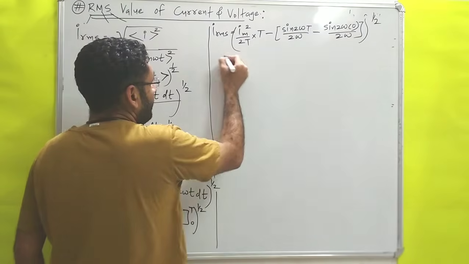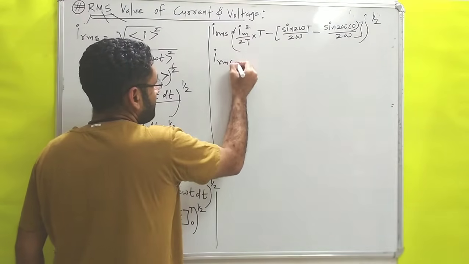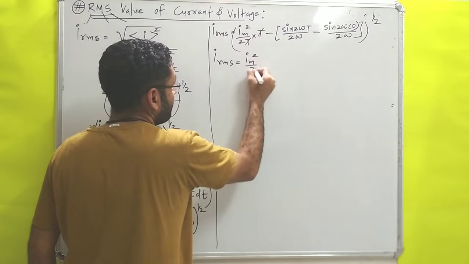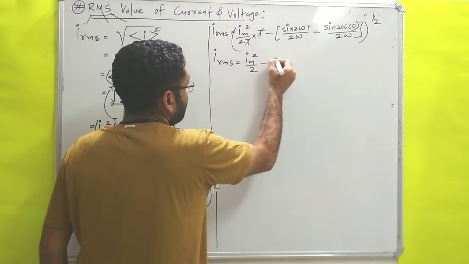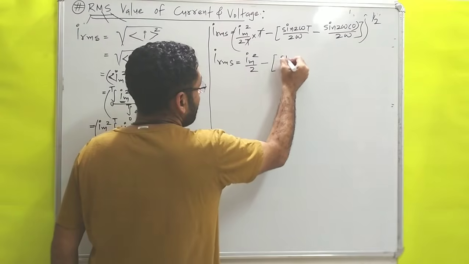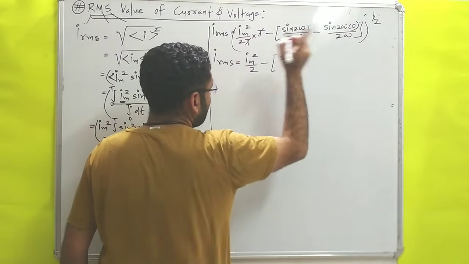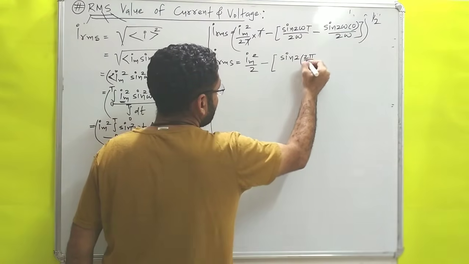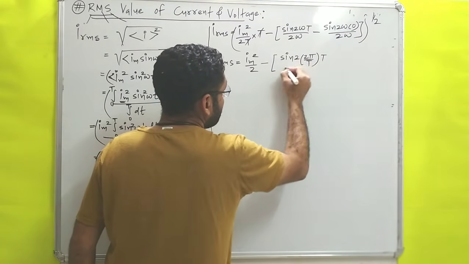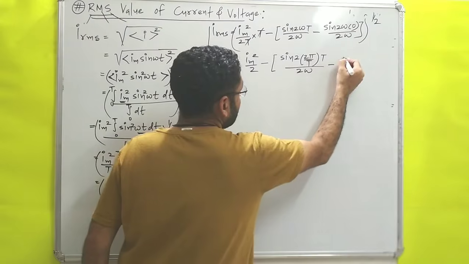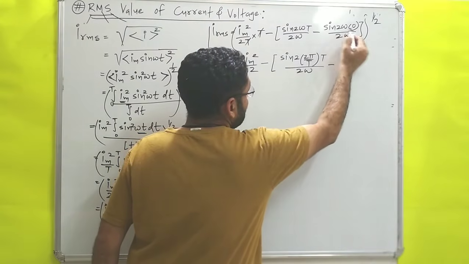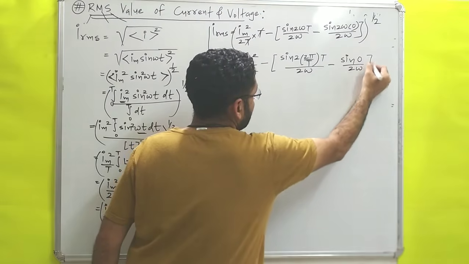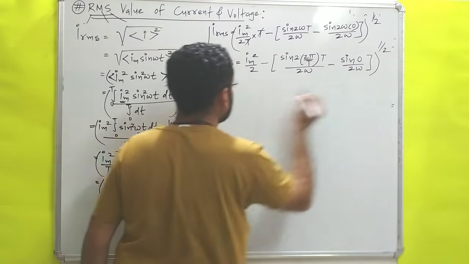Now next, IRMS is equal to, the T will get cancelled. So Im square divided by 2, then minus the sin 2 omega T, where the value of omega you know very well is 2 pi by T, multiplied with T divided by 2 omega, minus sin of 2 omega multiplied with 0. So that will be sin 0 divided by 2 omega, whole raised to 1/2.